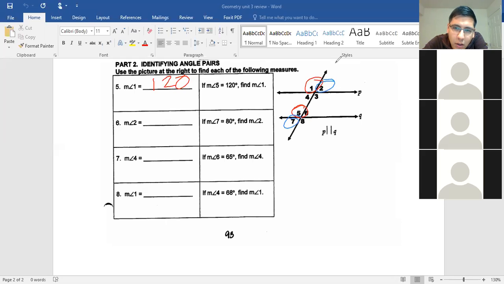So this is what we would call alternate exterior, right? They are on opposite sides of the transversal, so they're alternate, and they're on the outside of the parallel lines, so they are exterior, okay? So 2 and 7 are both small angles, so that makes them congruent. Therefore, angle 7 is 80. That means that angle 2 is also 80. Okay, makes sense?